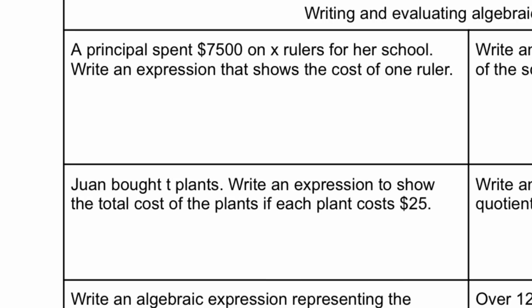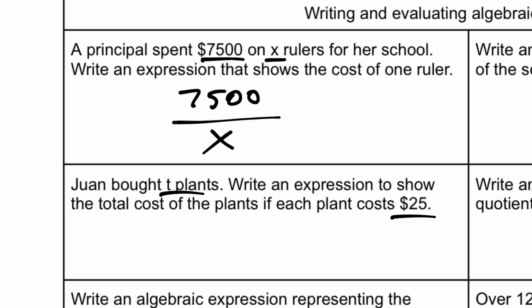In the algebraic expressions section, we have some scenarios that talk about a certain number of plates or rulers and how much they cost. Based on the words in the context, you have to figure out whether you should be multiplying or dividing to find the answer. With this one, we have 7,500 divided by x, and this one we have 25 times t. They give us the total amount of money, and if we can figure out how many rulers, we can find out the cost of one.